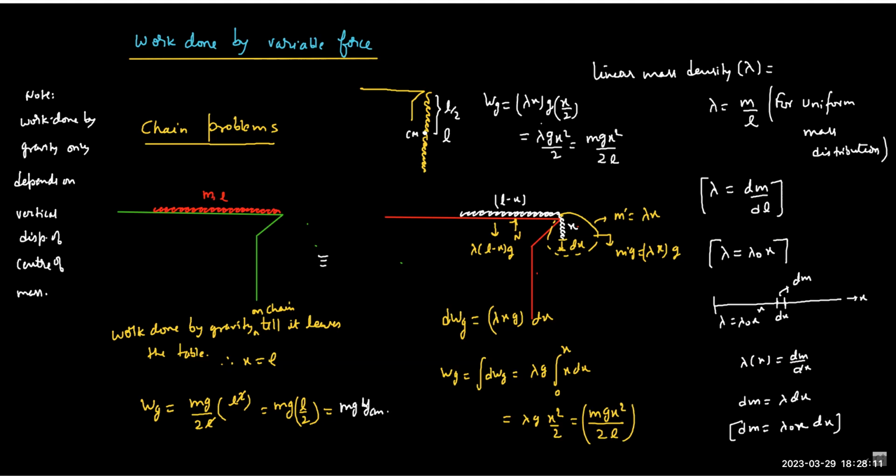Now, in the same question, if I introduce a coefficient of friction mu, you can clearly see as the chain will try to slip, the friction will act in which direction, guys? Towards left. It will act on the chain on the table. And because it is slipping, it must be kinetic. So you can clearly see the force is towards left, but the displacement of the chain is towards right.